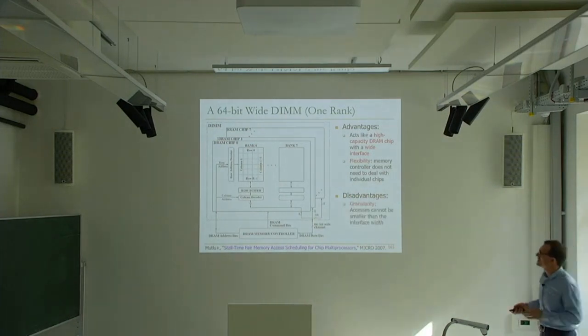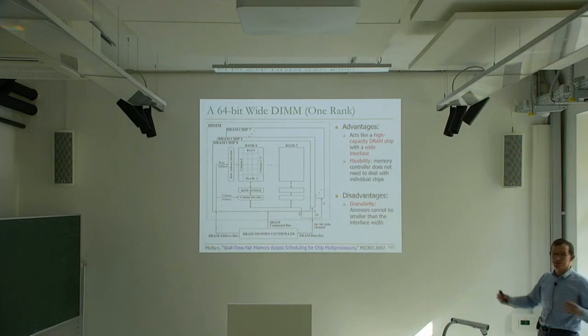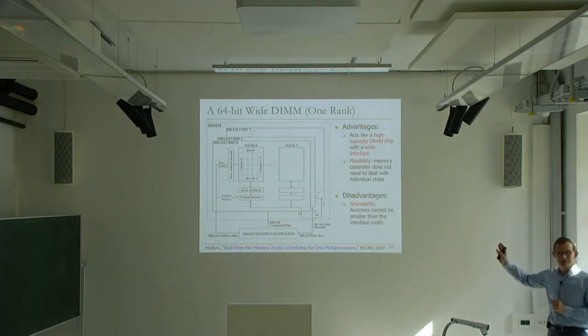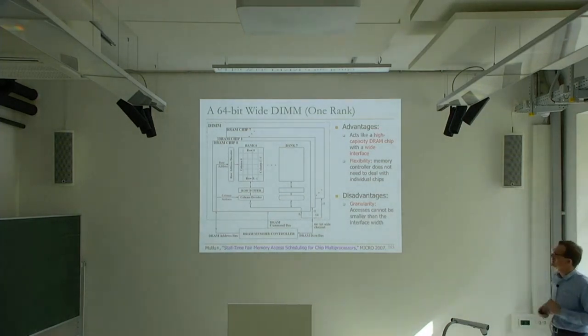But of course, there's a disadvantage, which is granularity. Now your accesses cannot be smaller than the interface width. Right? You're doing 64-bit access, and if you want to utilize burst mode, you have to get 64 bytes. But if you need only 8 bytes, you cannot do it, right? Because you created your system so that it's optimized for the 64-byte access. So this is a problem.